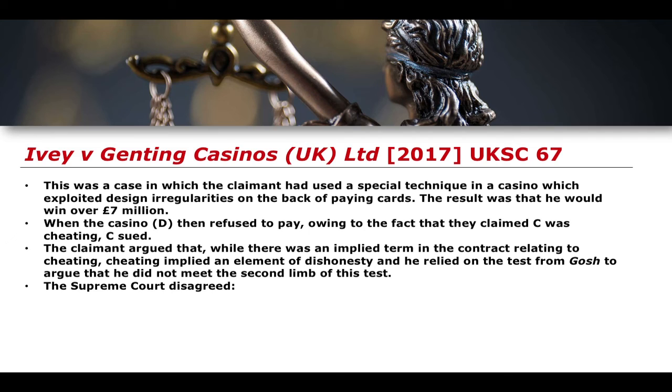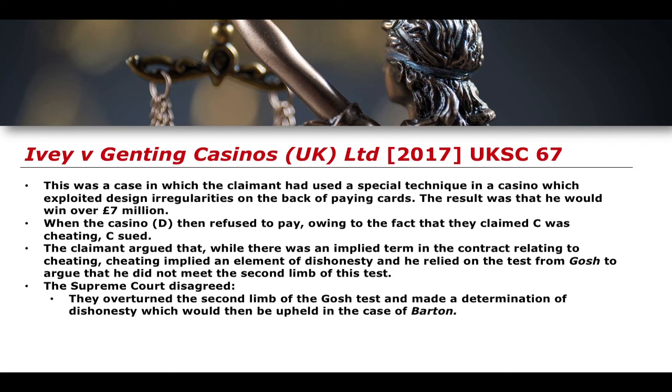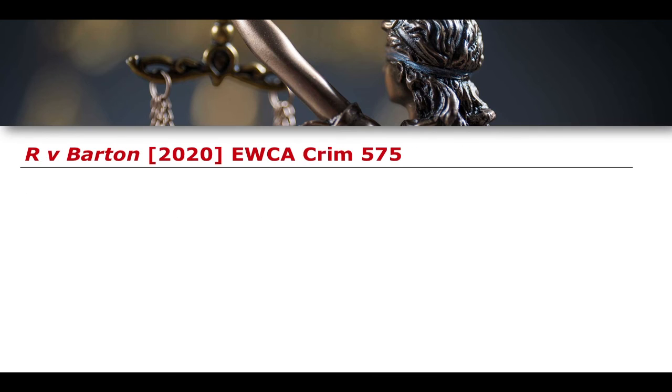The Supreme Court would disagree with the claimant, and as a result would disagree with the dishonesty test that had been established by the case of Ghosh. They overturned the second limb of the Ghosh test and made it the determination of dishonesty, which would then be upheld in the case of Barton.